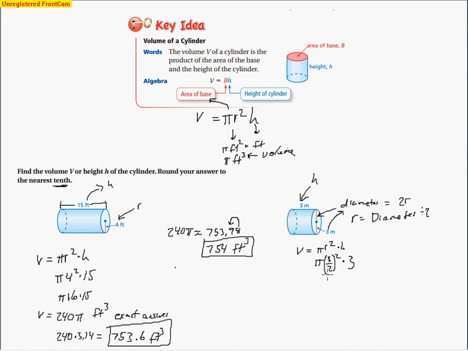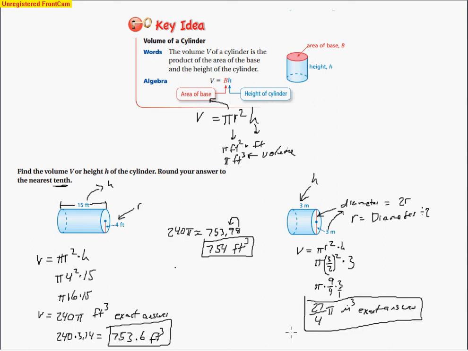Now if I was to multiply this out, it would be pi times 9/4 times 3. So that would be 27/4. See, if I multiply straight across, that's what I get. It's 27/4 pi. This is the exact answer. The units are meters cubed. The exact answer. And so again, I'll go ahead and show you what the approximate answer would be.